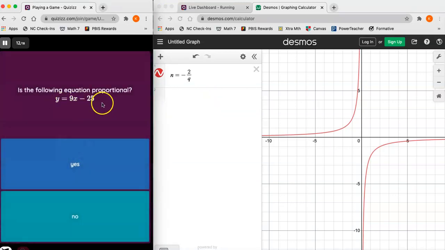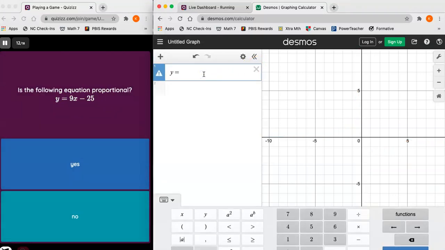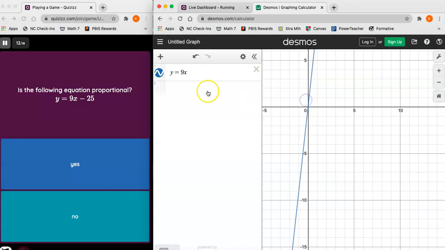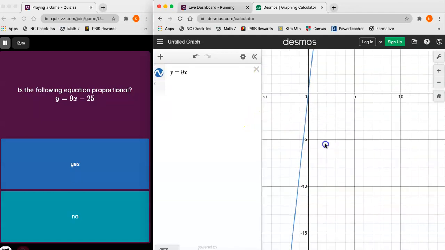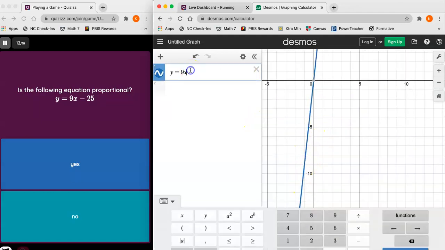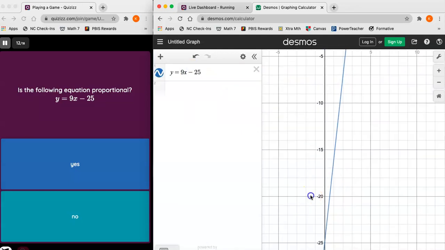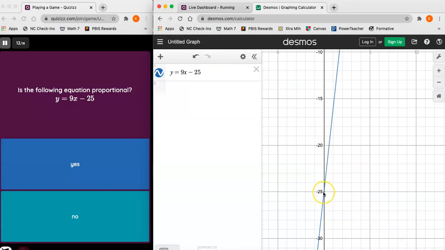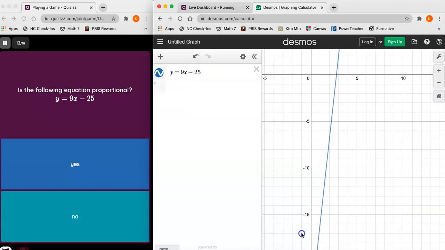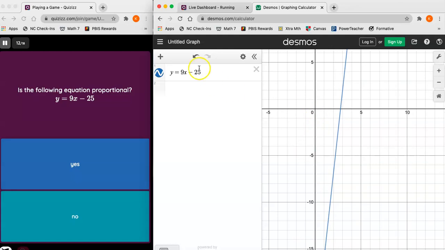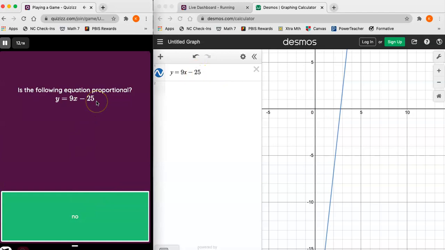Okay, when you see something like this, y equals 9x minus 25, it would have been proportional if it was just y equals 9x, because y equals 9x is in the form y equals kx. But watch, as soon as you subtract 25, look at that slope. It has the same slope, but it moved downwards to negative 25. So it no longer goes through 0, 0. So this is not proportional because of that constant term that's being subtracted.